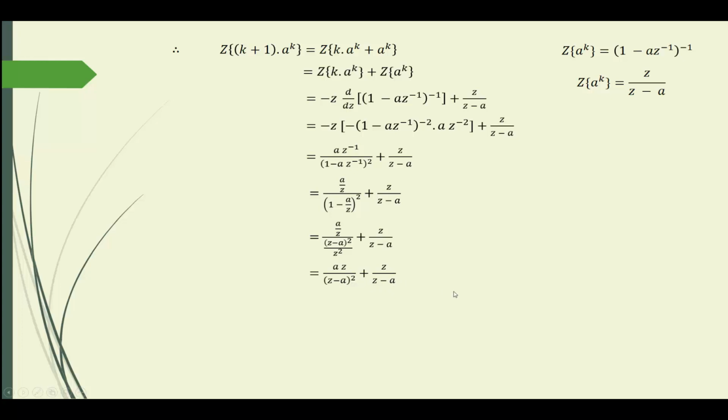Now the LCM is (z minus a) whole square, so the first term is az plus z into (z minus a). Now open this bracket: we get (az plus z square minus az) upon (z minus a) whole square. The az and minus az cancel, and what remains is z square upon (z minus a) whole square, which is the required answer.